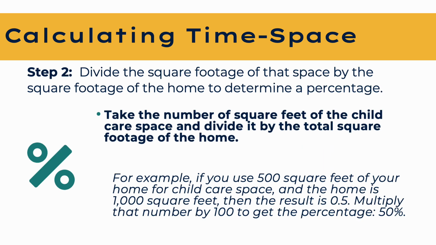Step 2. Divide the square footage of regularly used childcare space by the square footage of your home to determine a percentage. Take the number of square feet of the childcare space and divide it by the total square footage of your home. For example, if you regularly use 500 square feet of your home for childcare space and the home is 1,000 square feet, then the result is 0.50. Multiply that number by 100 to get the percentage, 50%.